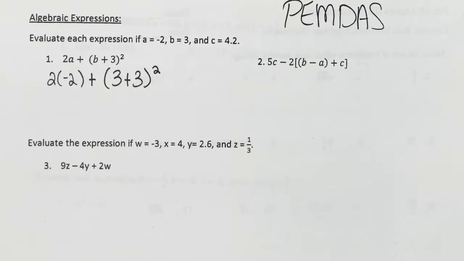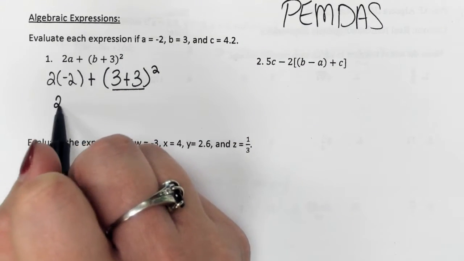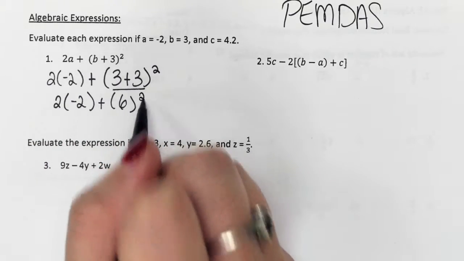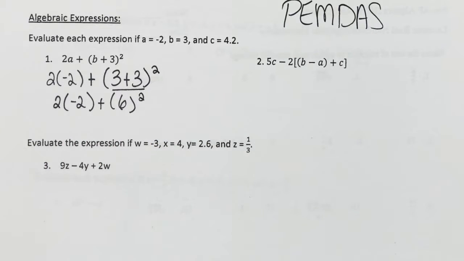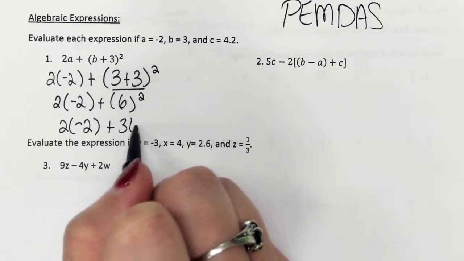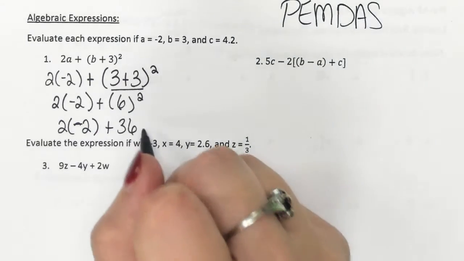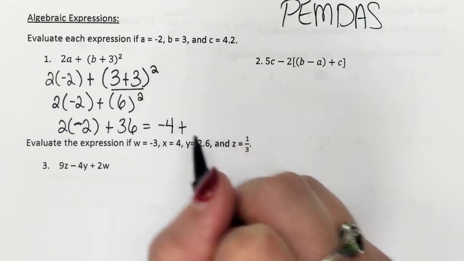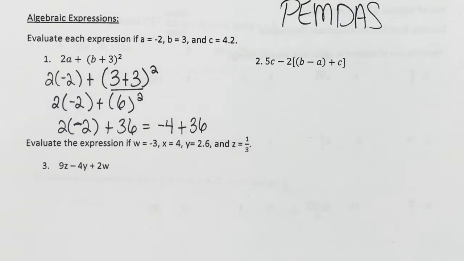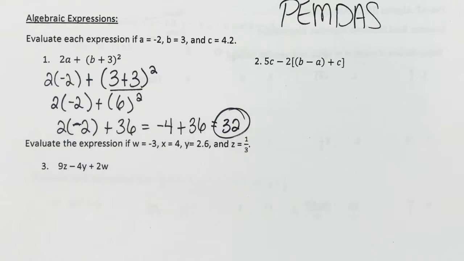Do you see any parentheses? What's 3 plus 3? 6. Very nice. Do you see any exponents? Yes. What you got? 36. 6 squared is not 12. It's 6 times 6, which is 36. All right. Do you see any multiplication? Yeah. 2 times negative 2 is negative 4. Any division? Any adding? Yeah. What's negative 4 plus 36? 32. Very nice. Got it good?